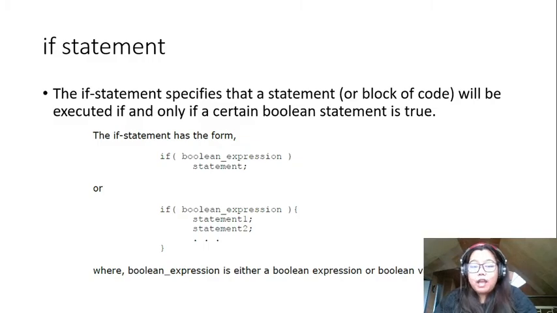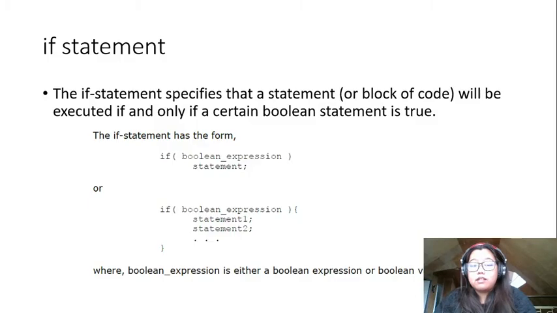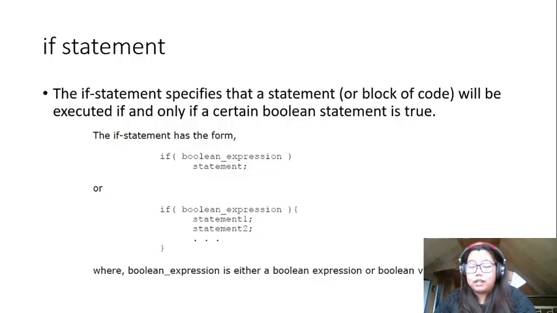So for example, if we have if grade is greater than or equal to 75, and then you can have the statement here like System.out.print pass. Because if you have an input like the grade is 68, this is false, therefore the statements underneath the if statement will not be executed.